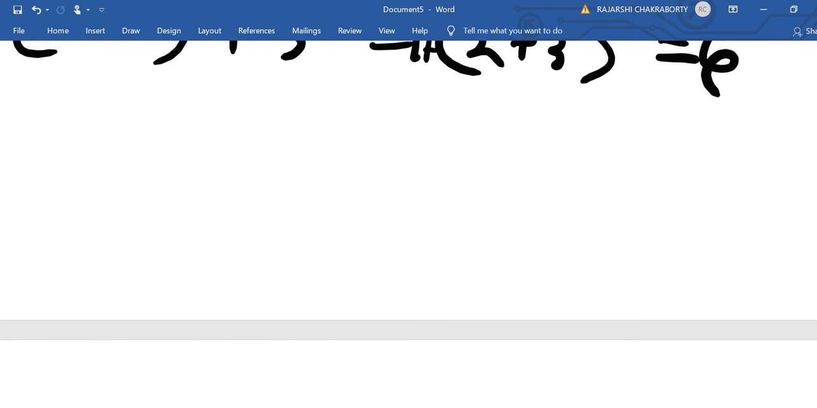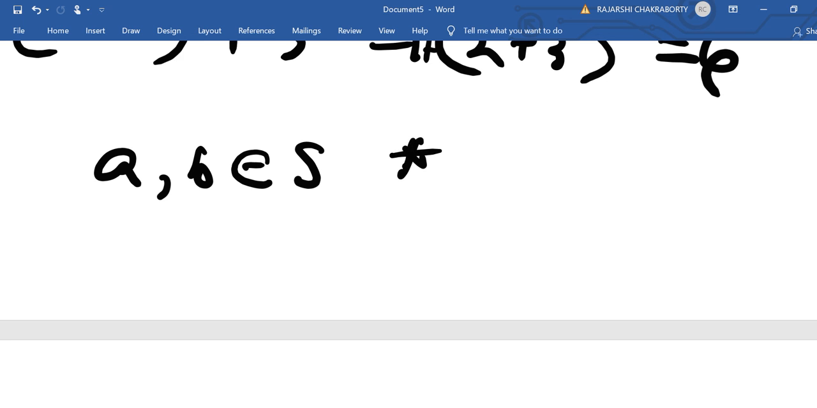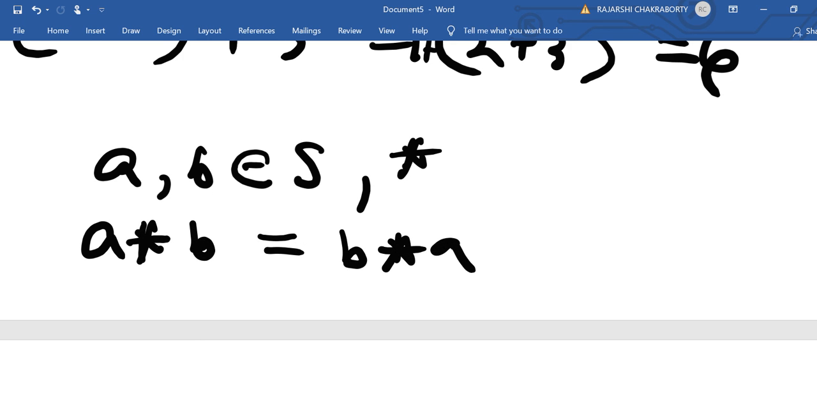Next, we have the identity property. So what is the identity property? A, B are two elements of S, and star is the operation. Then A star B would be equal to B star A, would be equal to A.